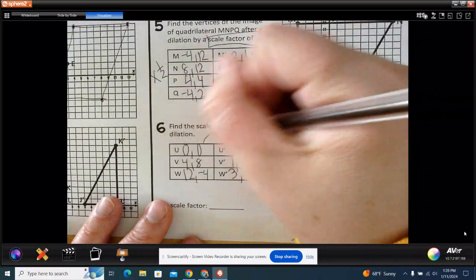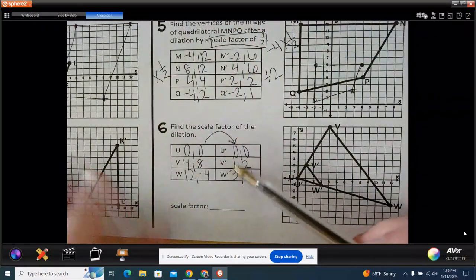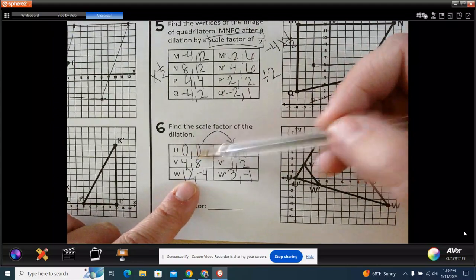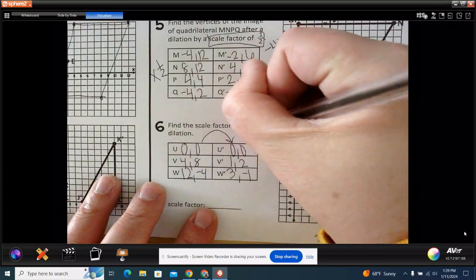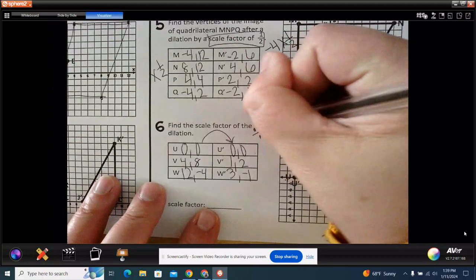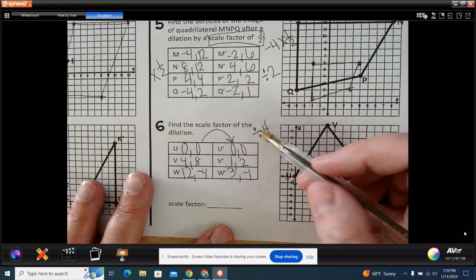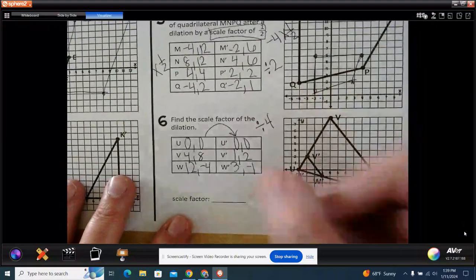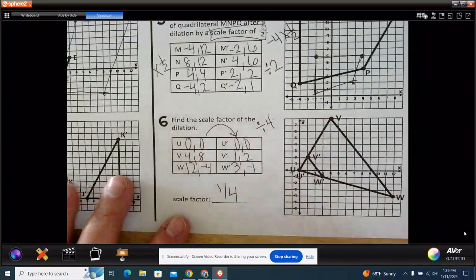So we're looking to see what's happening between our original to our new. So 4 to 1, 8 to 2, it's all dividing by 4. So our scale factor is not 4, since it's a division, because scale factors multiply. So the opposite of dividing by 4 is multiplying by 1/4.